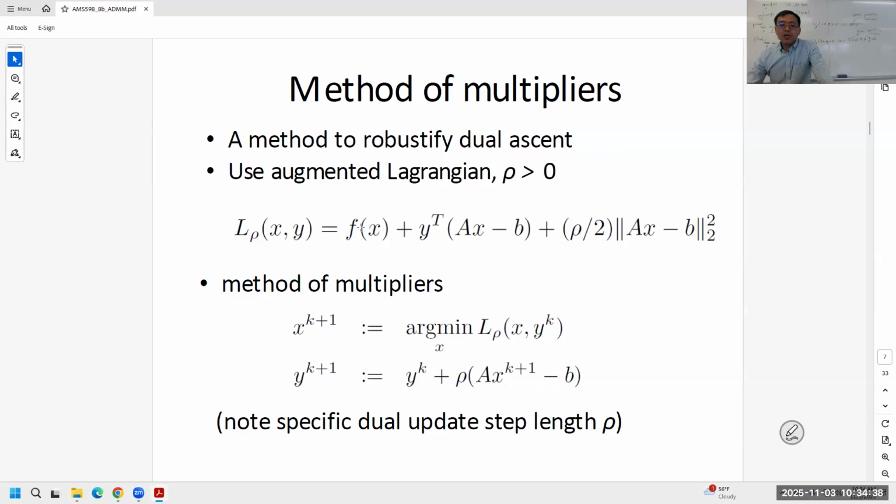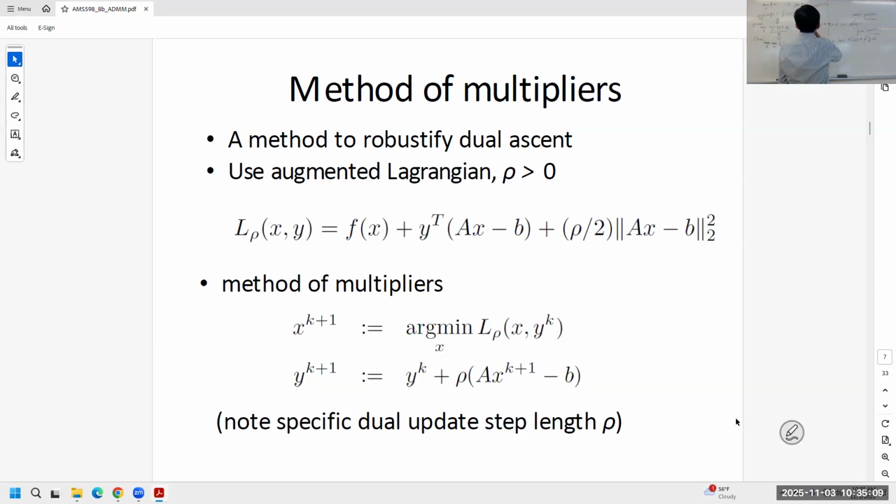So f(x) plus y transpose (Ax minus b) is the original Lagrangian, right? By adding another quadratic term, rho over 2 times the square of the L2 norm of Ax minus b, this problem is essentially the same problem as the one above. Now, why is this the same?